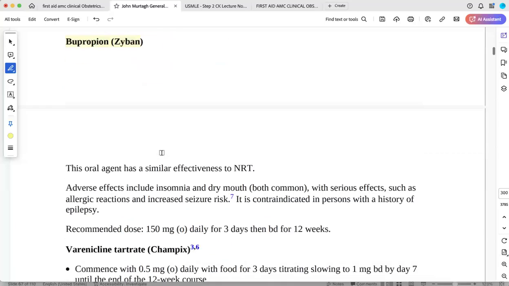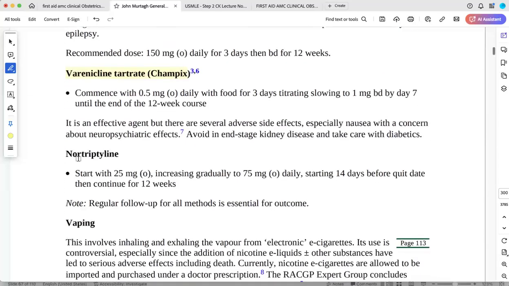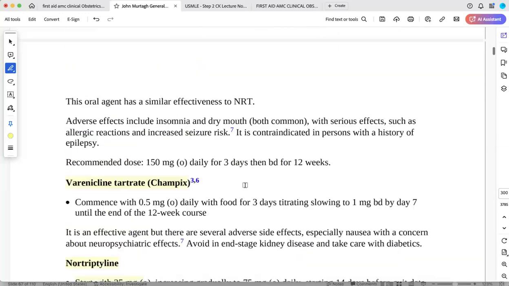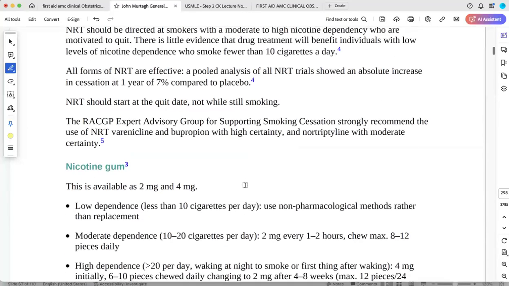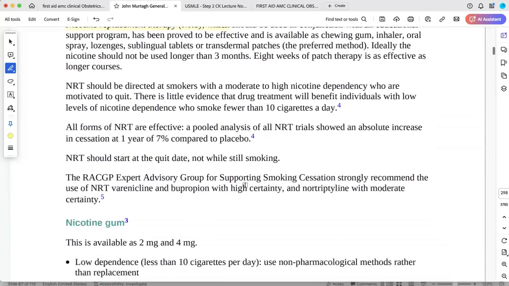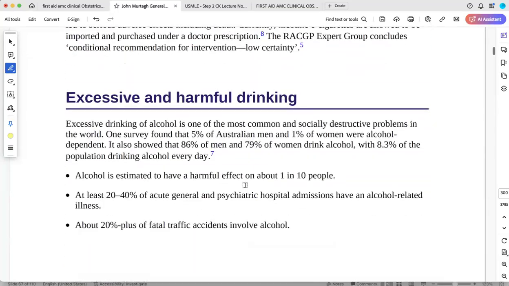other agents like bupropion, Champix, which is varenicline, and nortriptyline. These are the common ones that we use for patients who want to stop smoking. And this is important just to know, just give it a read, okay? You don't need to memorize anything, just give it a read.